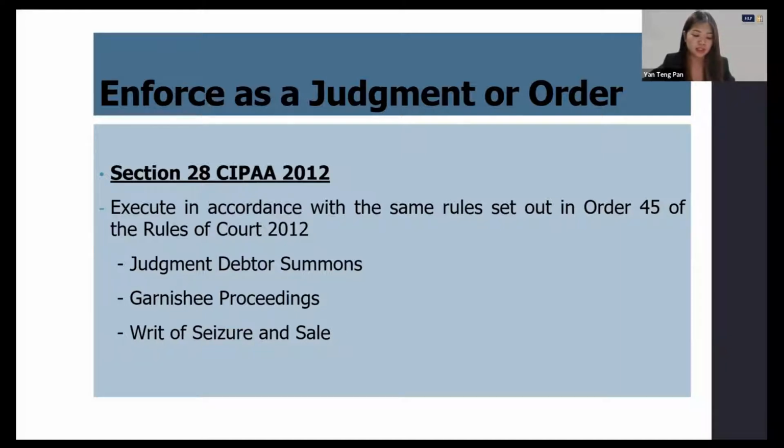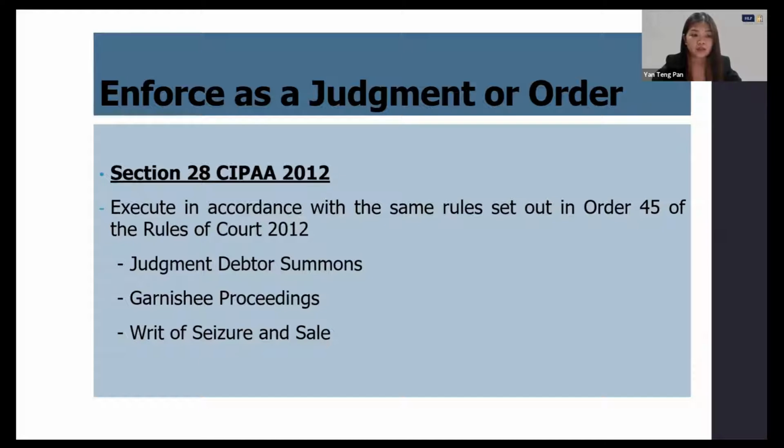Enforce the adjudication decision as a judgment or order of the High Court. The successful party is entitled to enforce the adjudicator's decision in court under Section 28 of CIPAA 2012. In other words, to seek a judgment from the court ordering compliance with the adjudicator's decision.